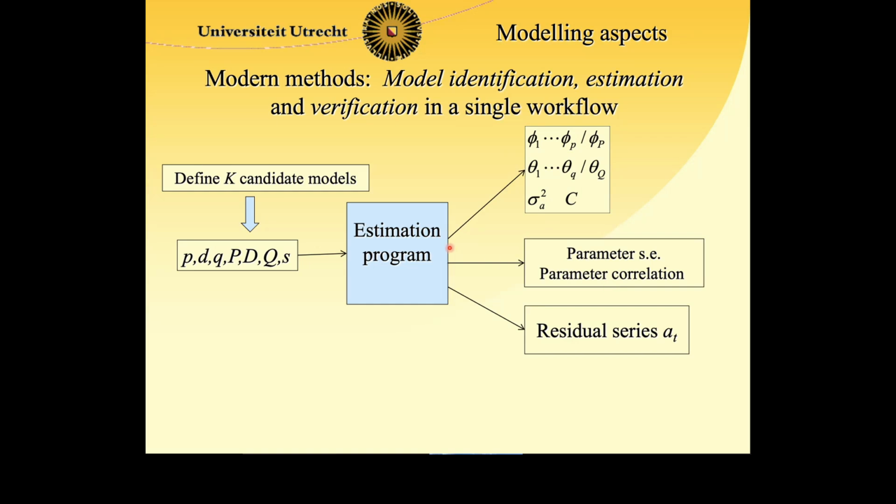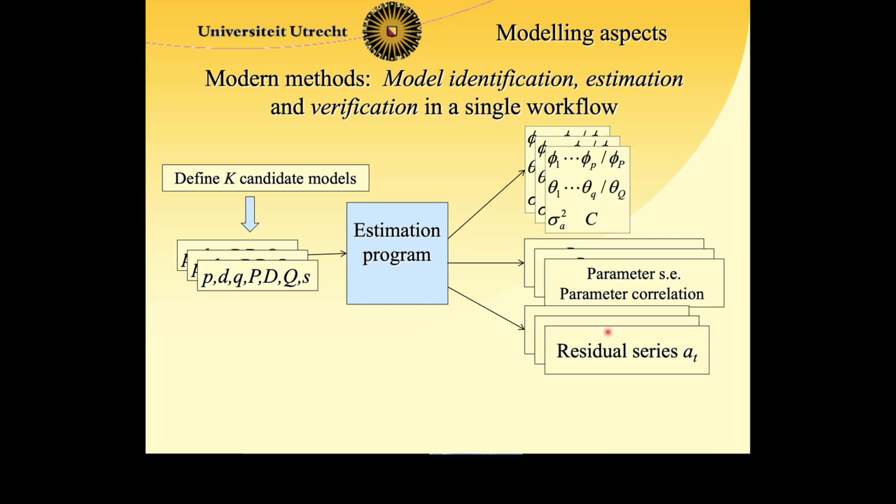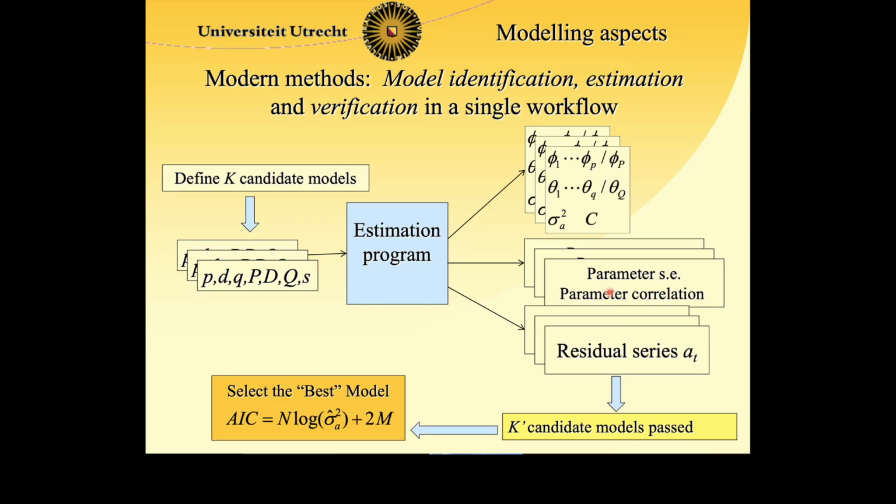Then you look at the residual series from one step ahead prediction. And you fit many more candidate models, by the way. So each of those models you fit, and you only retain the models that have parameters that are significant and that don't show any mutual high correlations. So you get a subset of candidate models that pass the test, in the sense that their parameters are not too highly correlated and they are significantly different from zero. And for those, you select the best model in terms of Akaike's criterion.